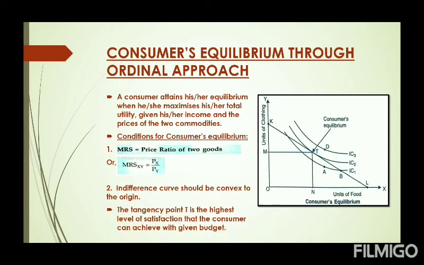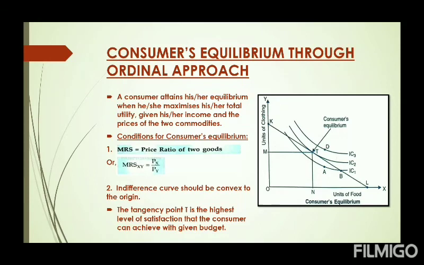Now let's discuss this diagram. This diagram shows commodity X and commodity Y, that means units of food and units of clothing which the consumers can purchase. There is a budget line shown which is KL. The budget line KL is the budget of the given consumer, and IC1, IC2, IC3 are three different indifference curves.